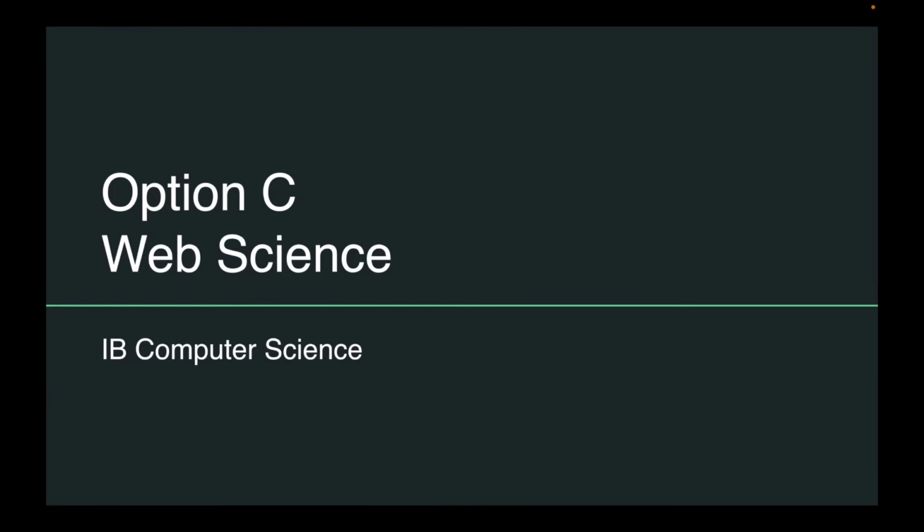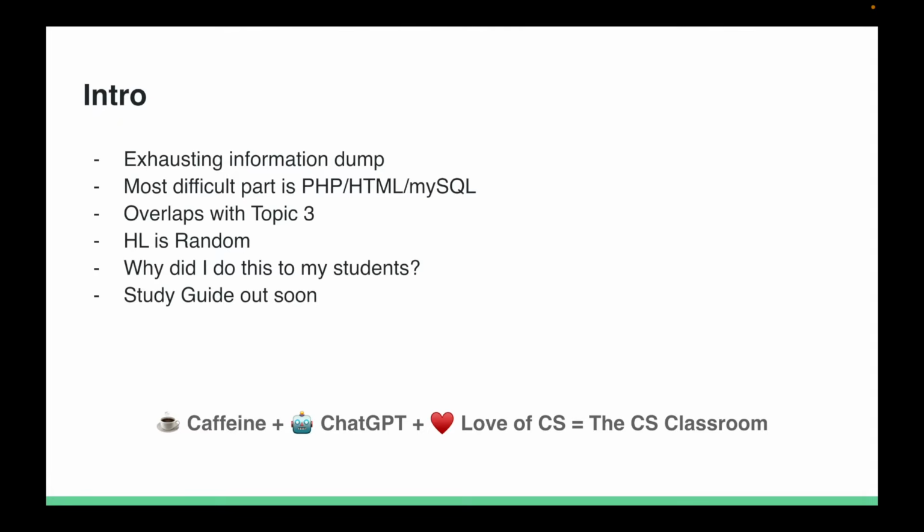This is option C, Web Science. Now, before we get started, I've got a few notes about this particular option. First of all, this is an exhausting information dump. You're just going to have to memorize a massive amount of information. So there's not really much problem solving, but you just need to memorize stuff.